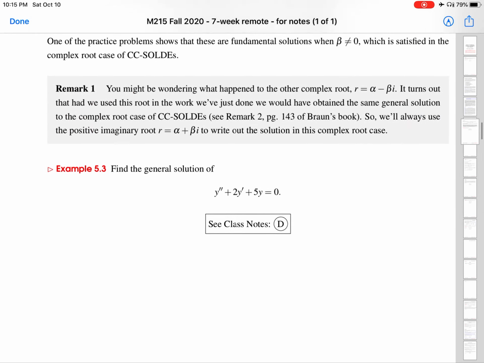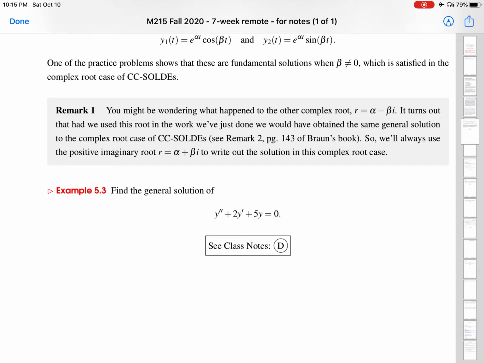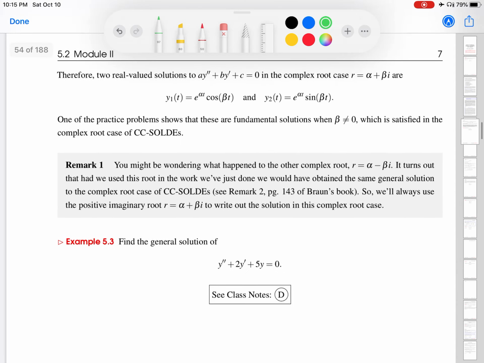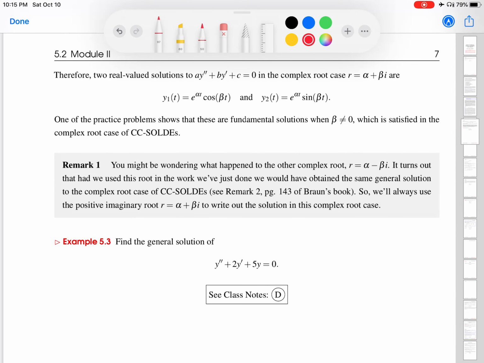So in this class notes, we are asked to find the general solution of this constant coefficient ODE, and this is going to end up having complex roots for the characteristic equation. So I just wanted to scroll up here and remind you of the main takeaway: when you have a complex solution to the characteristic equation of a constant coefficient ODE, then by being able to pick out the real and imaginary parts, you can write out the corresponding real valued solutions to the ODE. And these are fundamental solutions, as I say here. This is something that you will check in one of the practice problems.